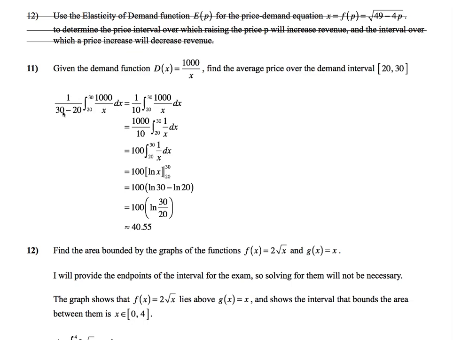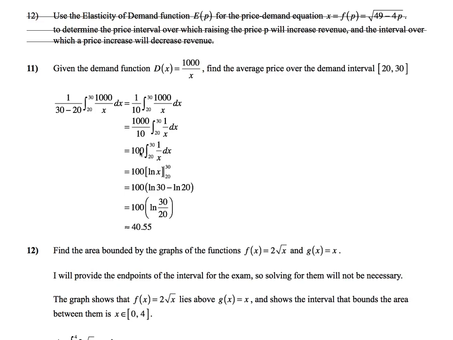It is outside the integral. Then we integrate from 20 to 30 the demand function, which is a price. Price is equal to this demand function, so that's 1,000 over x dx, and then we can factor. 30 minus 20 is 10, and we can factor the 1,000 out of the integral. So this is 1,000 over 10 times the integral from 20 to 30 of 1 over x.